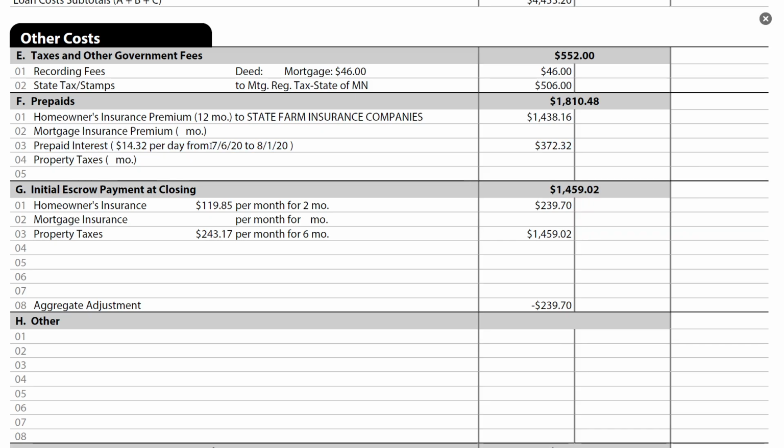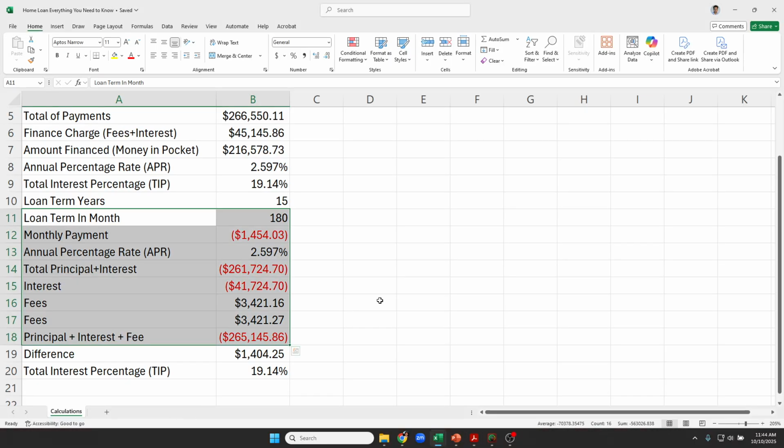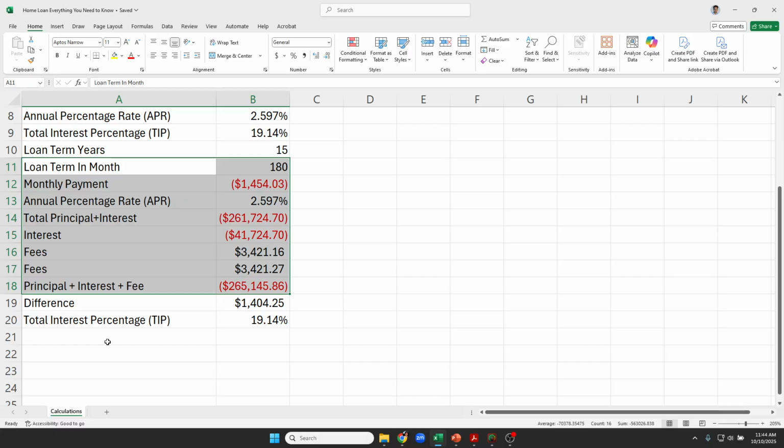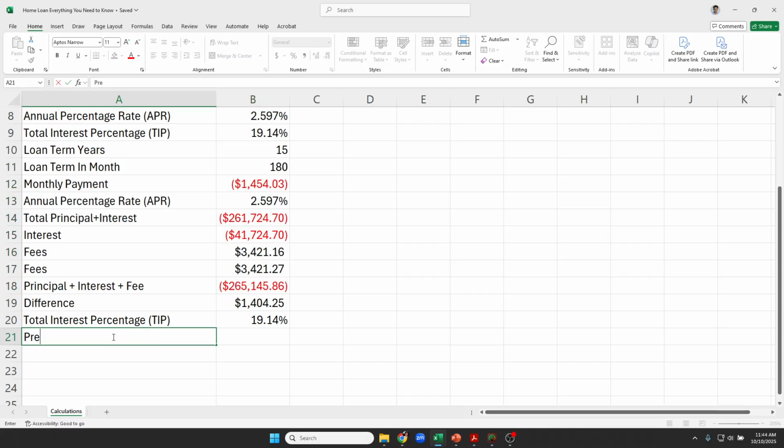In this case, there were 26 days. So the loan was approved on July 6th. The actual payment was made on August 1st. So you have to pay this prepaid interest. So the money is in your bank account for 26 days, so the bank will collect that. That is called prepaid interest.